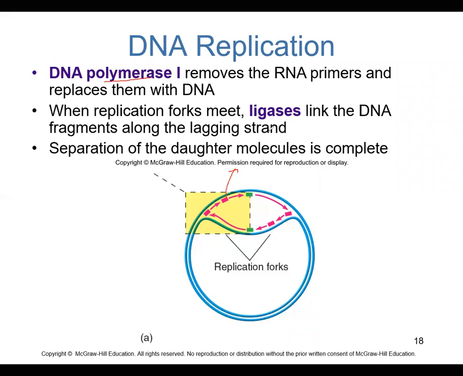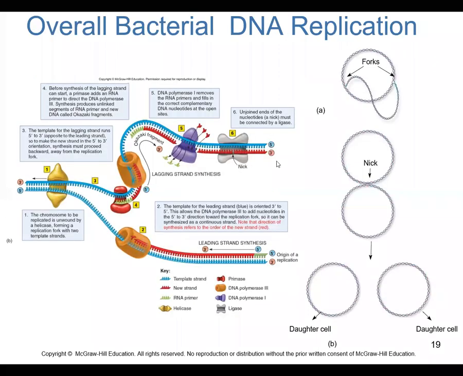Then at the end, whenever this unzips all the way this direction, and this one unzips all the way that direction, another enzyme called ligase will come in and nick everything together and put it all so you have complete segments, and then you'll have two new copies of DNA. And that's what they're showing you in this picture. They get nicked together and you end up with two new copies.